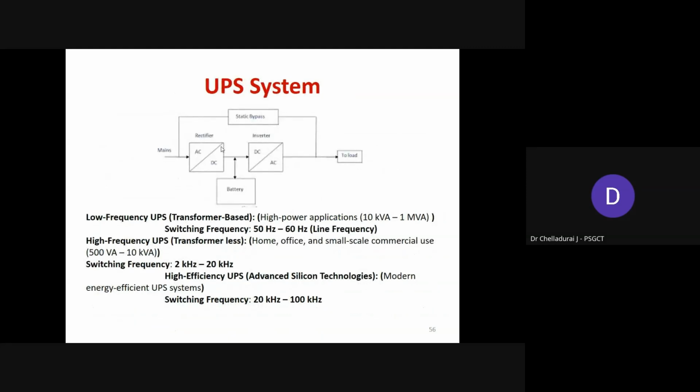Then similarly in a UPS system, an uninterruptible power supply system, AC is converted into DC. Then we can store it across a battery source.